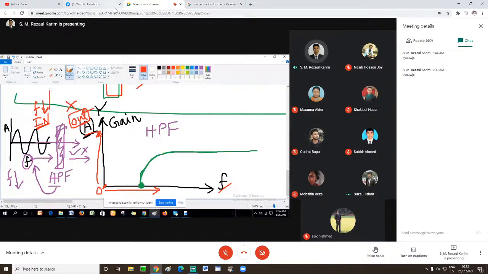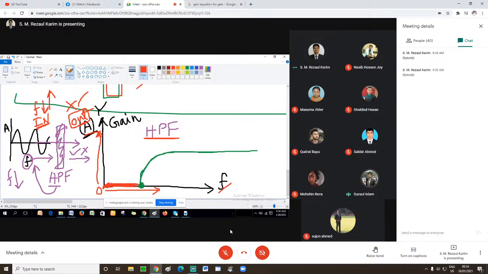Suppose the frequency is increasing, that means in the output also the signal will increase slowly, right? Yes, sir. You get the point? Yes, sir. So now look at this graph. Look at this high pass filter graph. Look at this point, because this is a low range of frequency. You understand?